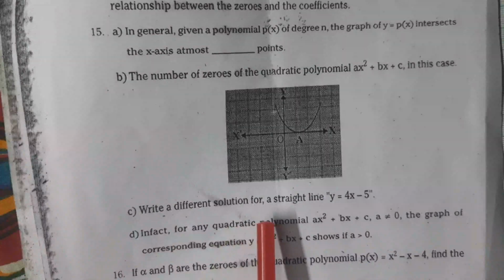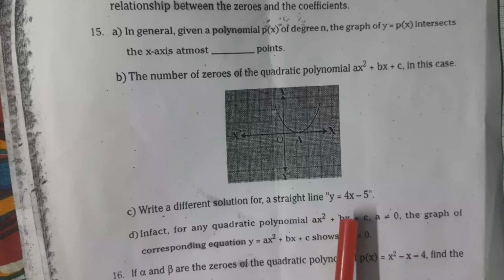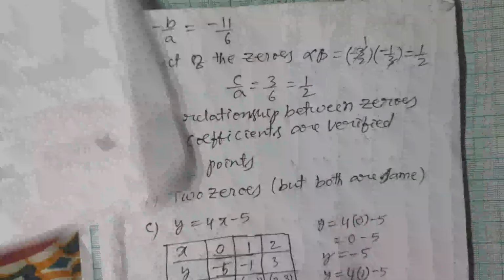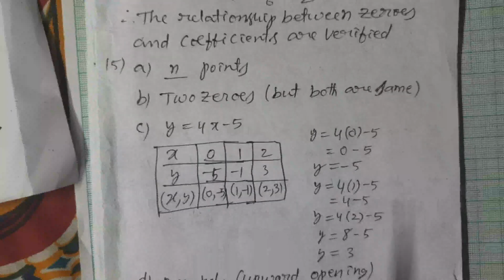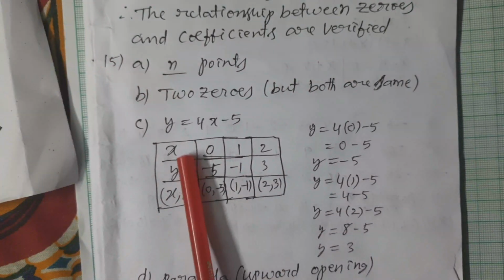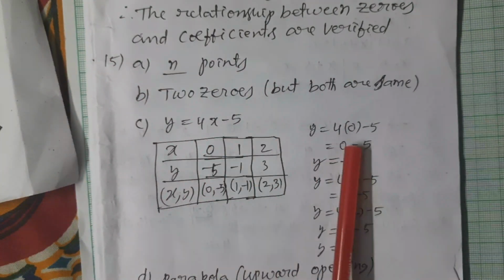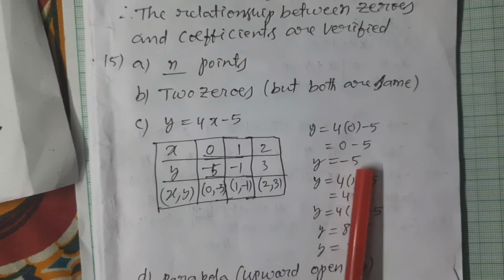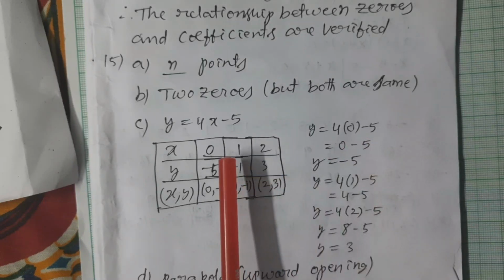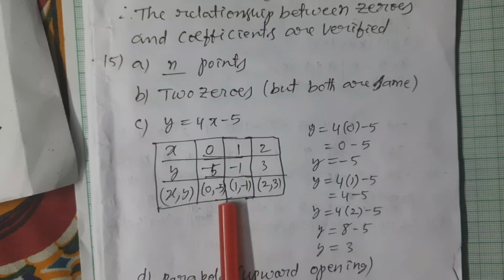Next, write different solutions for the straight line y is equal to 4x minus 5. For that, you can take your own points. You can take any number of points. For x equal to 0, take 4 into 0 minus 5. 4 zeros are 0, minus 5. So we get the y value minus 5. So 0 comma minus 5 is one point.